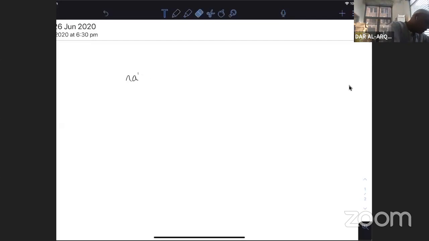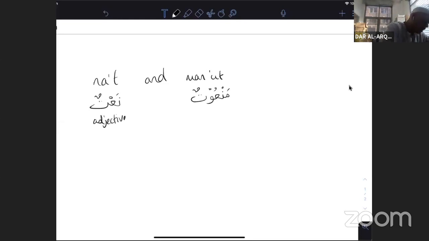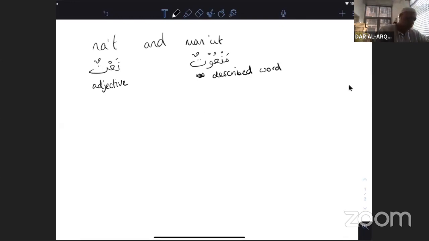Actually, let me write again. Na'at and man'ut. Write in Arabic as well. Man'ut, like that. So in Arabic it will be na'atun and man'ut. So na'at means adjective. So essentially we're learning about adjectives today. And man'ut is the word that's being described. So I'll say described word. That's number one.